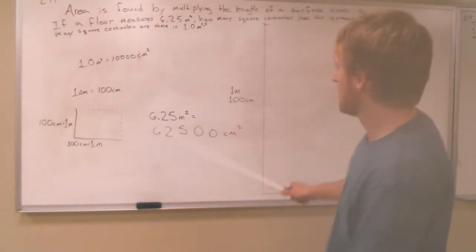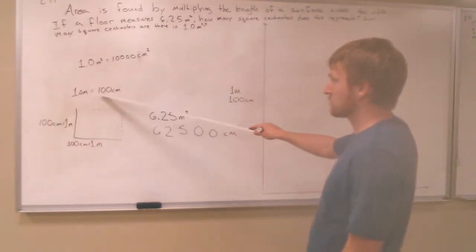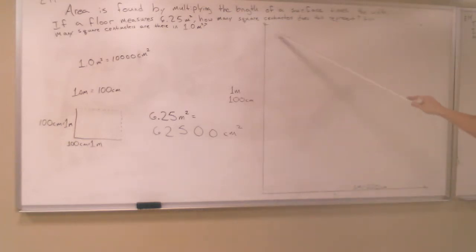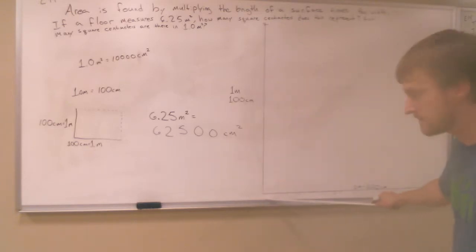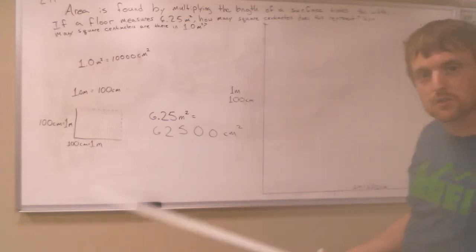Okay? So first, let's look over here. 1 meter is actually equal to 100 centimeters. So up here on the board, not sure if you can see it, I actually drew a line that is 1 meter tall, and another one that is 1 meter long. Okay? 1 meter tall, 1 meter long. And this entire box here is 1 square meter.